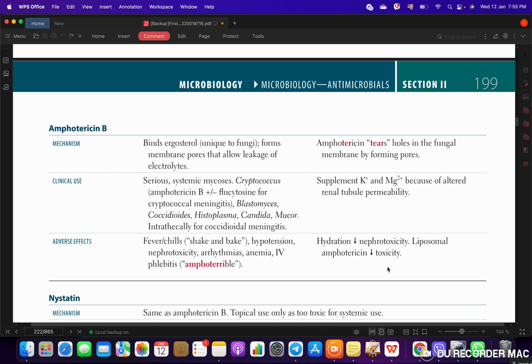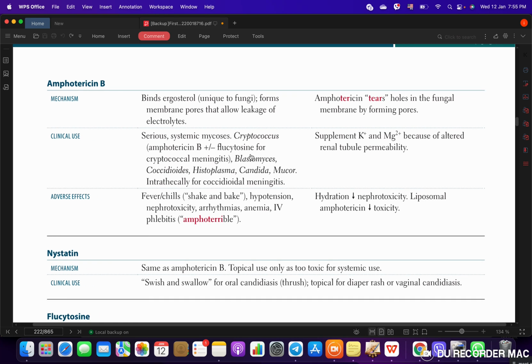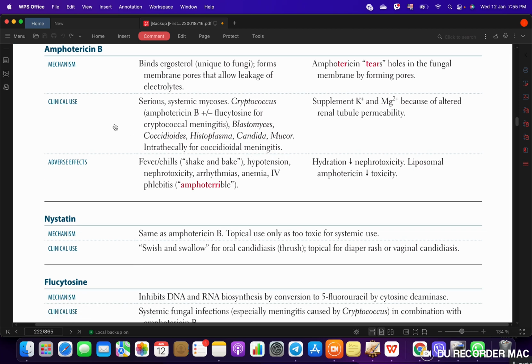Speaking about amphotericin B, the mechanism by which it acts is that it binds to ergosterol, which is unique to fungi, which is a good thing. It means that ergosterol is only in fungi, so it will kill the fungi. But sadly, the ergosterol structure looks like cholesterol, and cholesterol exists in our cells, which means that amphotericin B can bind to our cells. So it forms membrane pores that allow the leakage of electrolytes, which leads to the fungal cells being destroyed. Okay? So it just makes plenty of holes in it.